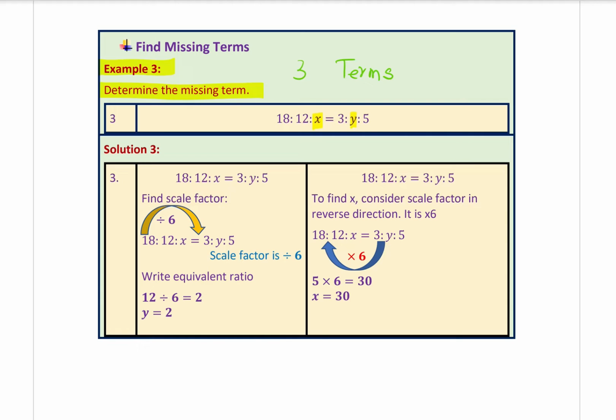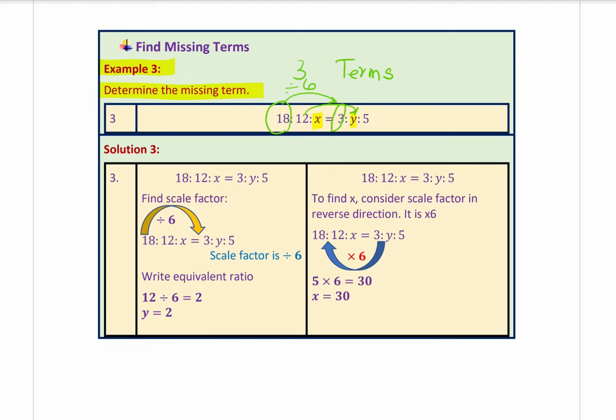Now how do we find x and y values? You have to identify what is given to you. So which is in the same position. So 18 and 3, they are in the same position. So moving from left to right, we have to see how we get 3 from 18. Clearly, we have to divide by 6 to get this value. That should help us to find the value of y. Moving from 12 to y, we have to divide by 6 to get our answer.